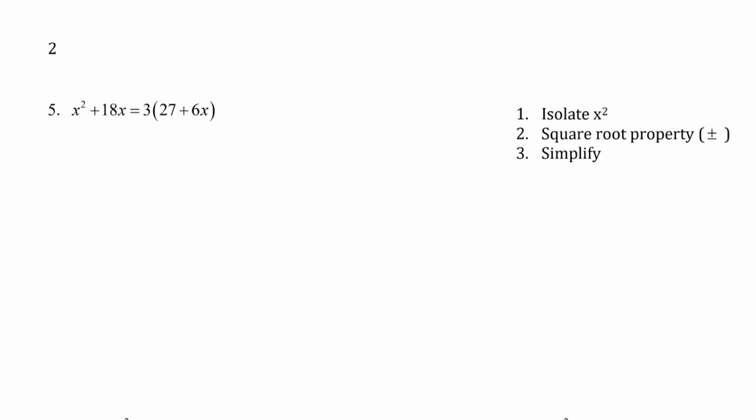So in this video, we're going to continue our work with the square root property, but now with quadratic equations that are a bit more complicated. So take a look at number 5 here. Because we're going to be using the square root property, we still want to isolate x squared. So we are going to start by distributing this 3.